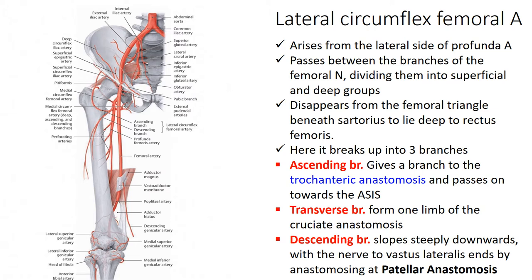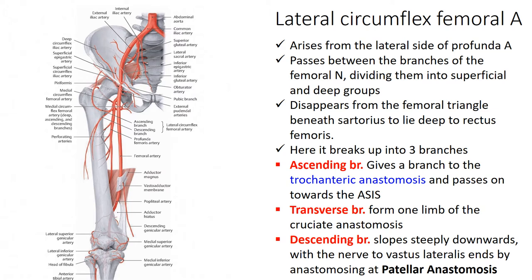This ascending branch, in fact, runs up along the intertrochanteric line and lateral to the hip joint on the vastus lateralis, under the cover of the sartorius and tensor fasciae latae. It anastomoses with the superficial and deep circumflex iliac arteries, the iliac branch of the iliolumbar artery and the superior branch of the superior gluteal artery. So at the anterior superior iliac spine, at the terminal end, it forms the trochanteric anastomosis, which supplies the head and neck of the femur. Now there is a transverse branch which forms one limb of the cruciate anastomosis. This trochanteric anastomosis and cruciate anastomosis, we will discuss later.